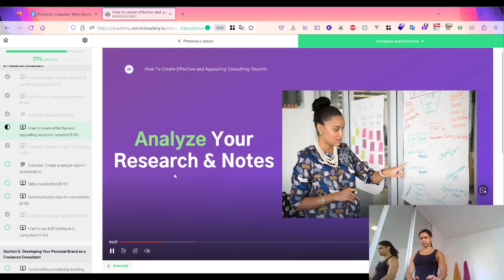So it's very important to use data points to draw conclusions and make multiple recommendations as a consultant to solve the problem that they need solved. So you should precisely know how you're going to use the data that you've gathered before you create your report.